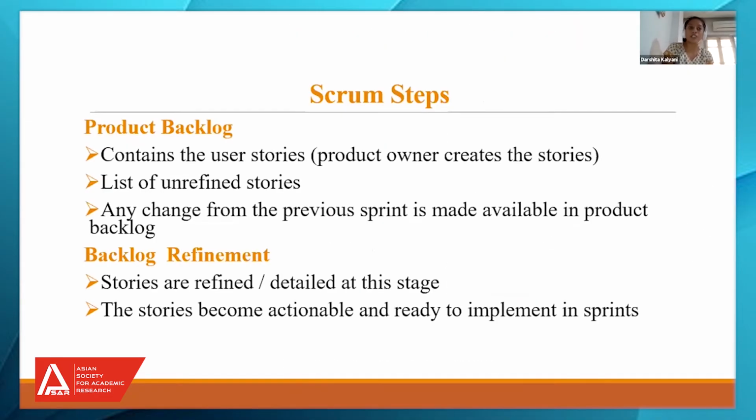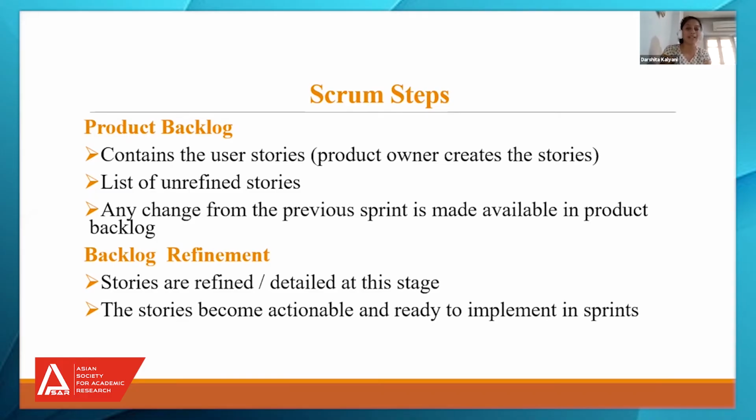If we see the Scrum steps, we have a product backlog and we have a backlog refinement. The product backlog is a list of unrefined stories, and the product owner is responsible for managing the product backlog. The product owner is also responsible for managing the change. When any change comes at the end of the sprint, again the product owner creates the stories of the change, and the change story would be entered into the product backlog once again, and the same steps will be carried over the stories.